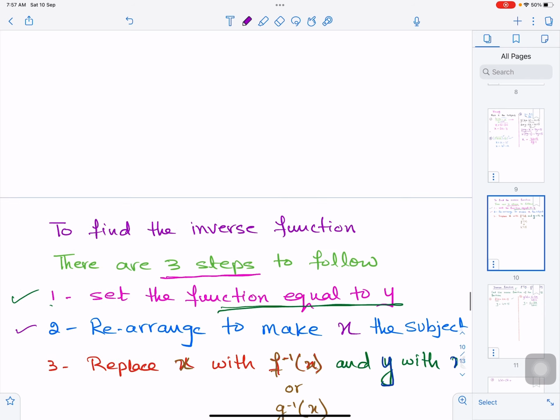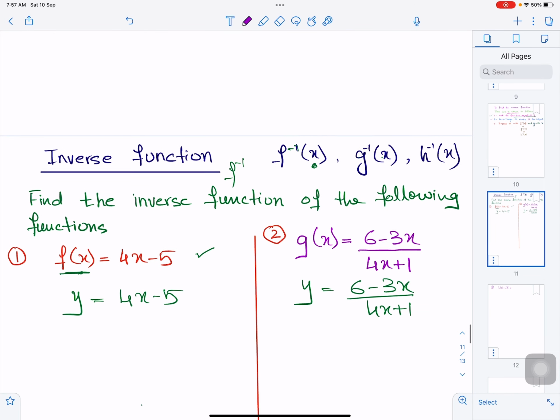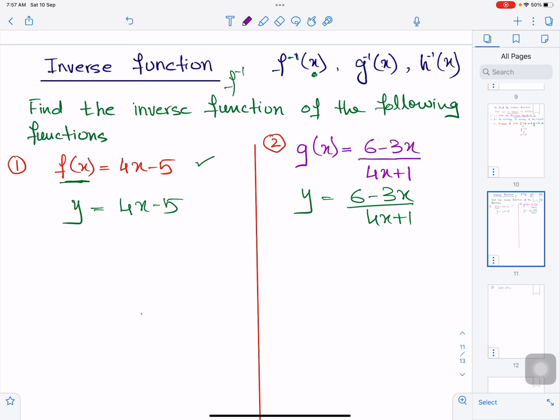So we have just seen here how to make a letter a subject, okay? Whatever variable is given to you. So now in example 1, I will make x a subject. It's present here, so I will take 5 to the other side. y plus 5 equals 4x. And I can write it as 4x equals y plus 5. I'm just writing left hand side to the right hand side and right hand side to the left hand side.